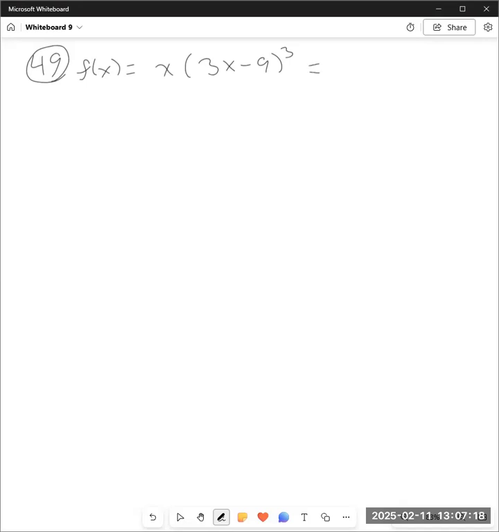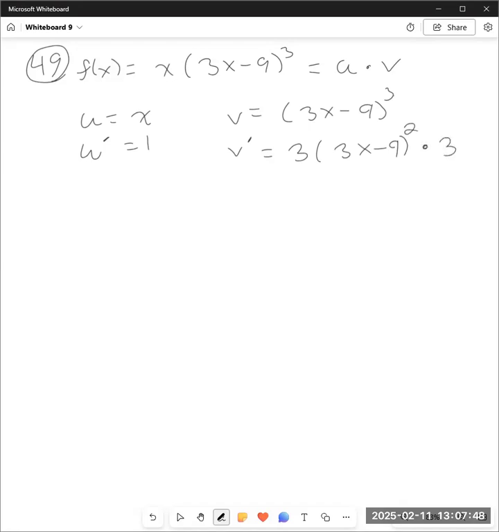So I'm going to call this u times v. And so u is going to be equal to x, and v is going to be equal to (3x minus 9) to the third power. So that makes u prime, my derivative of u, equal to 1. V prime is going to be 3. My power is 3. That multiplies out front here, times my base is 3x minus 9. 3 minus 1 is 2, times the derivative of the inside will also be 3. Making v prime 3 times 3 is 9, times (3x minus 9) to the second power.